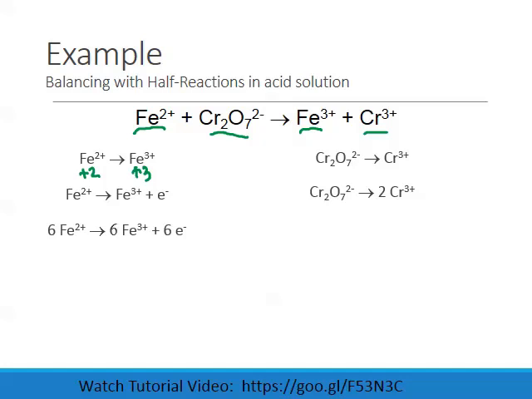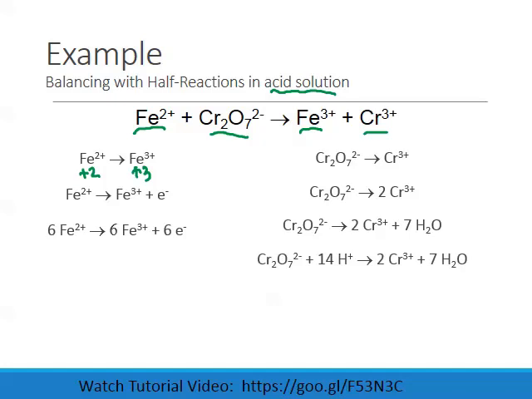Now balance the O's by adding water molecules. There's 7 O's on the left, there's no O's on the right, so we'll put 7 water molecules on the right. Now balance the H's with hydrogen ions. This is happening in an acid solution, so we can use hydrogen ions to balance it. There were 14 H's on the right and none on the left, so we've added 14 H's.